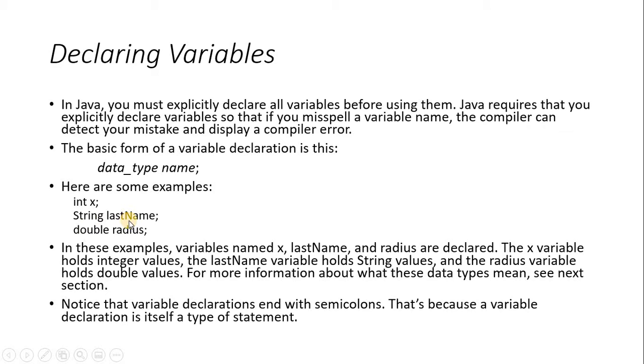String lastName. String is not actually a primitive data type, but it is a class. Anyhow, we are going to discuss it later in the next slides. So lastName is the variable name. Double radius: we store it as a double value, because radius usually takes a double value. In that way we are going to have all our variable declarations, and every variable declaration should end with a semicolon. It is a syntax format that we have to follow.